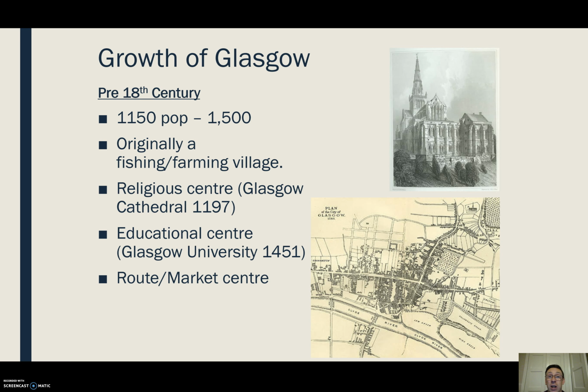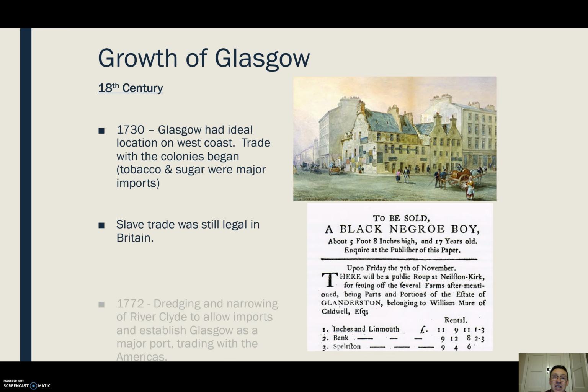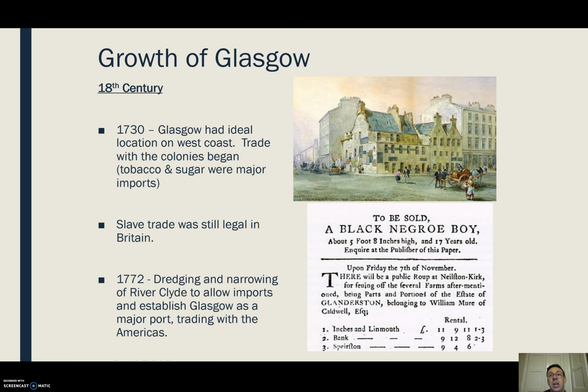It was originally used for fishing, farming, and a river crossing. It developed as a religious centre with the cathedral being built, and it then developed as an educational centre with Glasgow University following this. As we move into the 18th century, Glasgow was ideally located to be a major trading hub. It had serviceable ports, and it was on the west side of the United Kingdom, so it was in an ideal location to use as a port to travel to the New World, particularly when you consider that this is a point in history where the slave trade is still very, very much alive. Glasgow was fairly prominent in the trade of people and other goods.